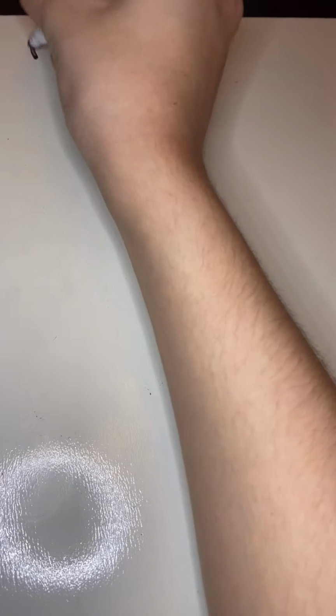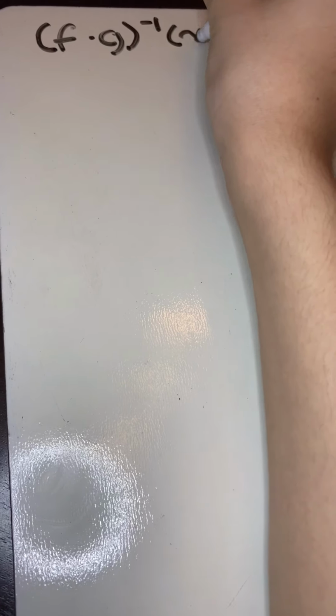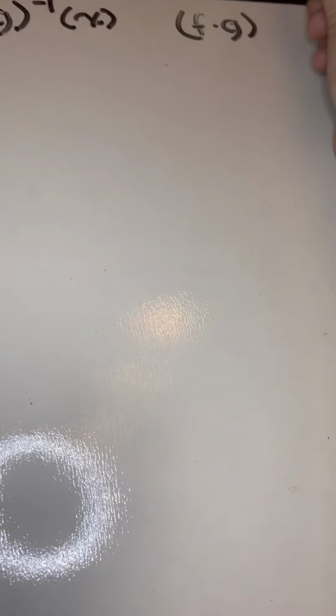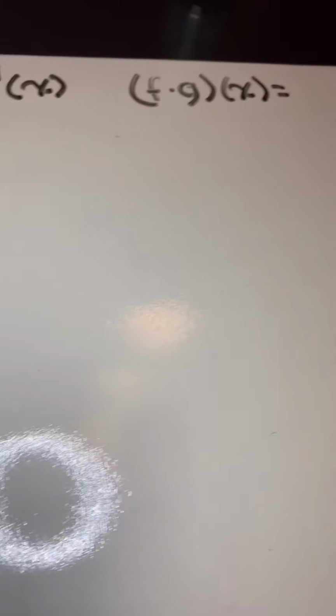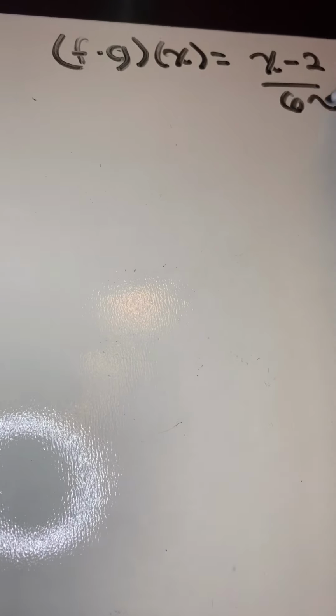So let's continue with the third and last part of question number 2. It's asking us to find f of g to the negative 1 of x, right? In order to begin this question, we will have to use the previous answer we got for f of g of x, which equals x minus 2 over 6x.